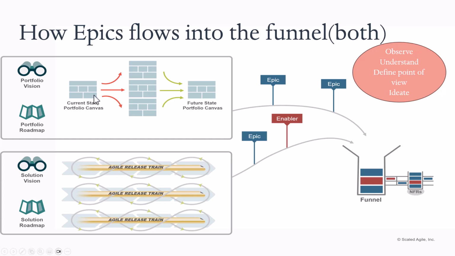So in an epic, this is the current state portfolio canvas. Here is the level of designing. We look at design thinking. You can observe, understand, and have a point of view. This is what we call analysis. That epic has to go through some analysis. So this is the why statement: why are we doing what we're doing? We have different broad ideas here.